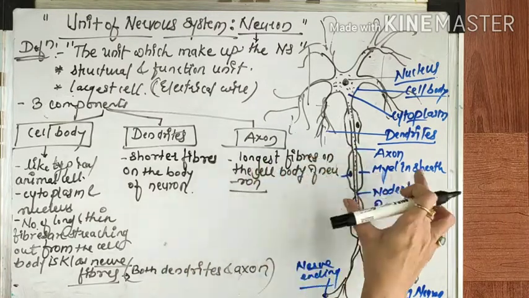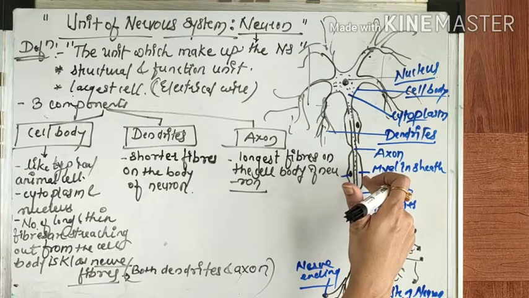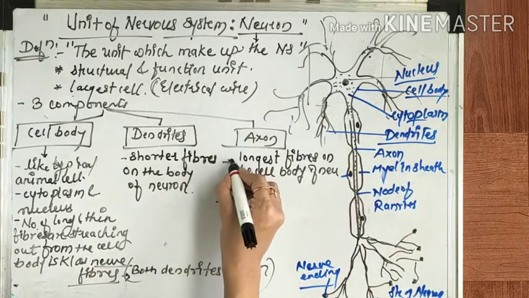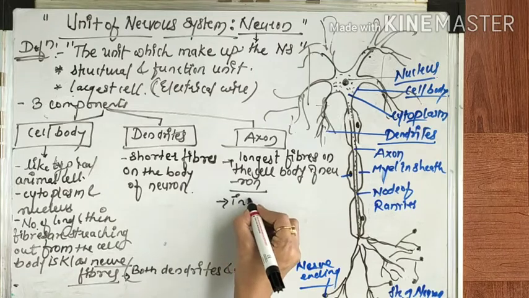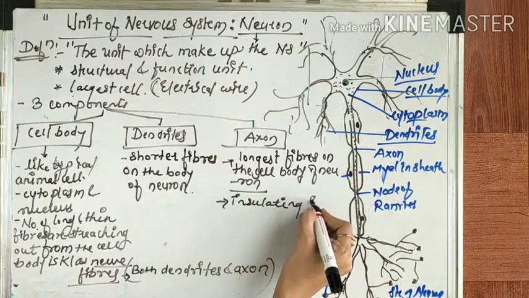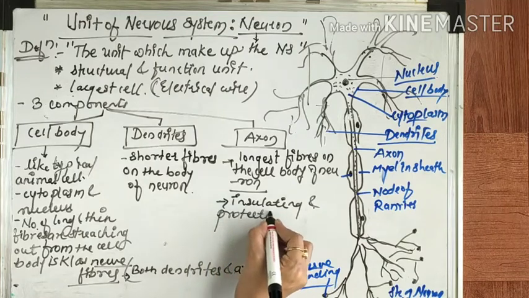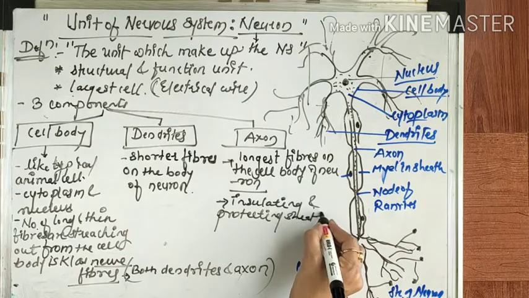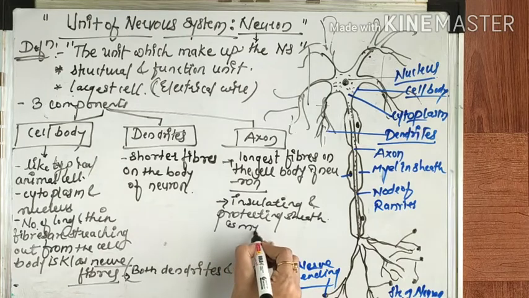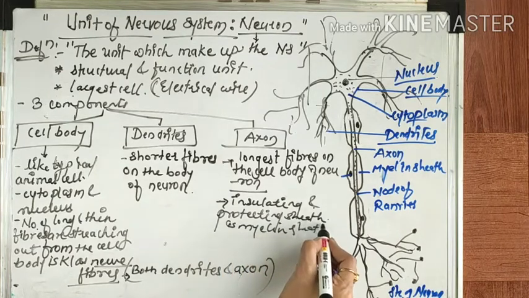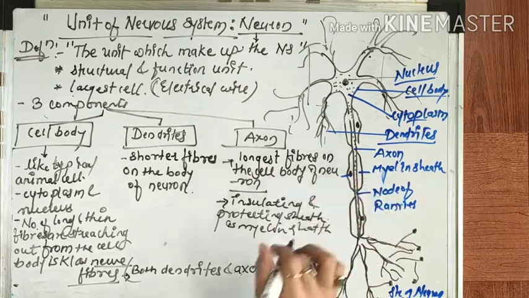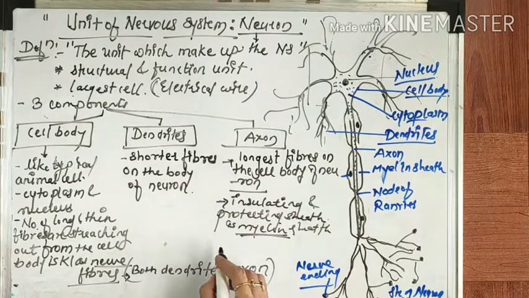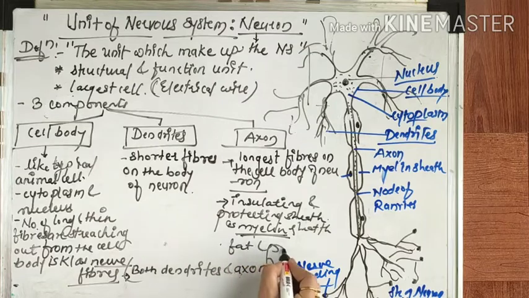And you can see the axon has an insulating and protecting sheath, that is called the myelin sheath, around it. Okay, so the axon has an insulating and protecting sheath, okay, that sheath is known as the myelin sheath around it. Then this myelin is generally made up of fat and protein.